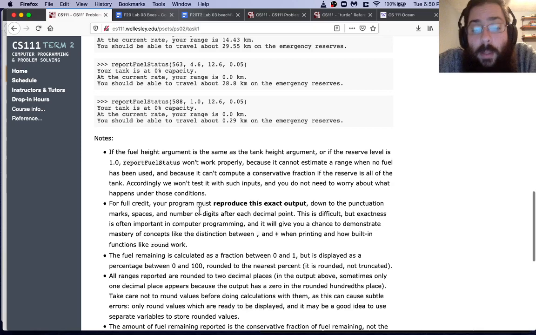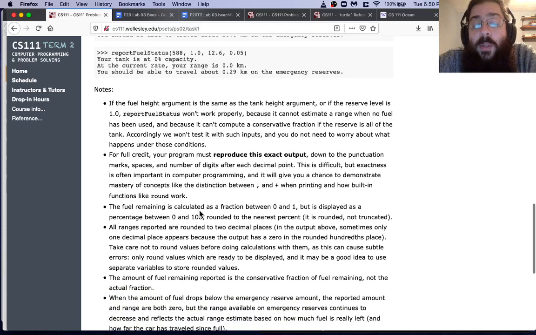Okay, note number 2, for full credit, your program must reproduce the exact output as seen in the problem set. So you'll have to pay attention to that. What are the words that we use? Where are the spaces? Where's the punctuation? All of that. But that's just an extra goal, so you can get all the core goals without making it be exact.